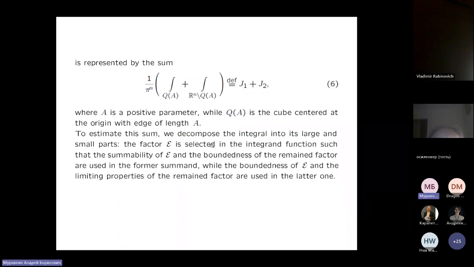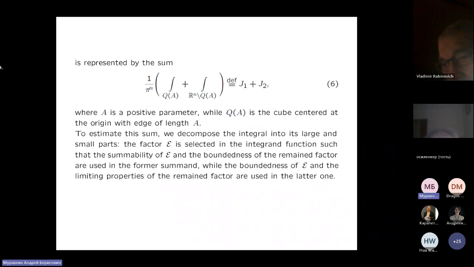So we select the factor, just our kernel in the integrand function, and we select it in the following way. The summability of the kernel and the boundedness of the remained factor is used in this summand, and the boundedness of the kernel and the limiting properties of the remained factor are used in this summand.